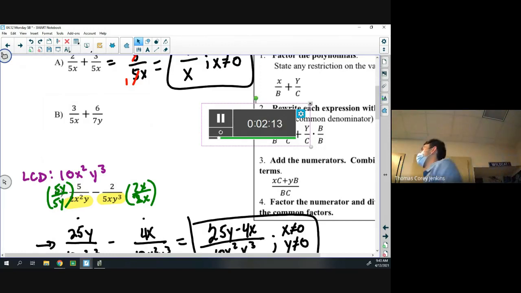So you think, what's my GCF? And then multiply by whatever it takes to make your current denominator the GCF. But once you have that, add or subtract your numerator. Reduce if you can.